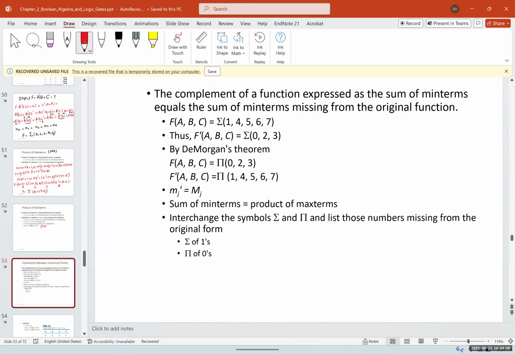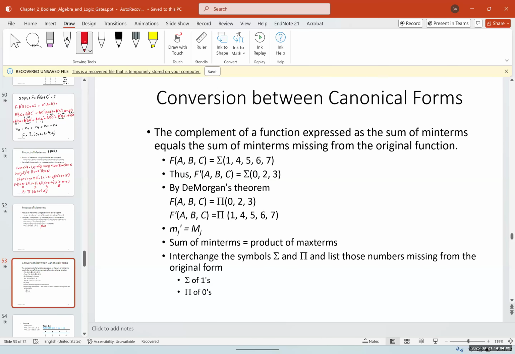Now the conversion between different canonical forms. The complement of a function expressed as the sum of minterms equals the sum of minterms missing from the original function. For example, if f of ABC is equal to the sigma of 1, 4, 5, 6, 7, then for f prime, what is missing in the first one? 0, 2, and 3 are missing. So f prime of ABC is going to be the sigma of 0, 2, 3.